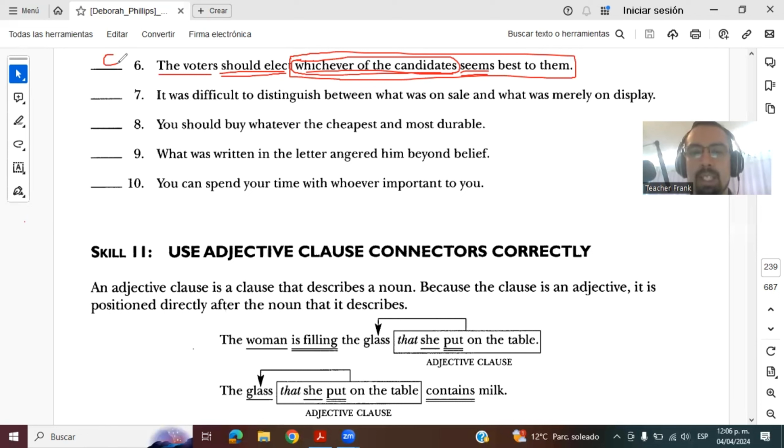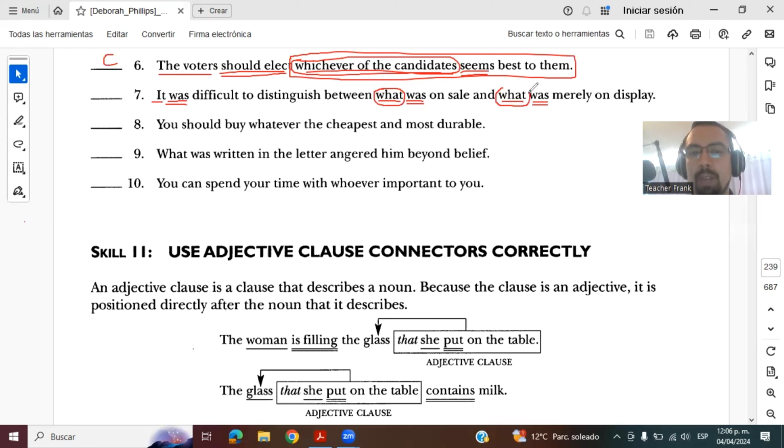It was difficult to distinguish between what was on sale and what was merely on display. So first we have was in the beginning, who or what was it. And then we have another was over here. It's a verb. We could say what is the subject of that. And then we have another was over here. We could say what is the subject of that, what also. So we have a connector here, right? Also, this is going to be a connector. And we have a connector here.